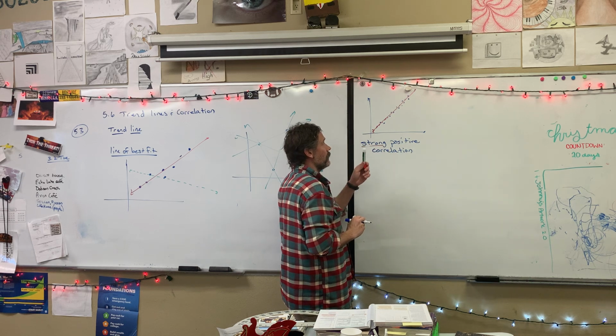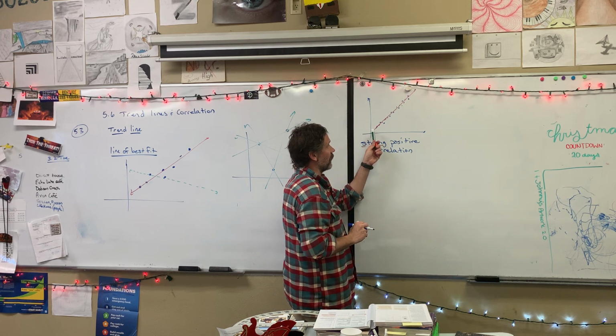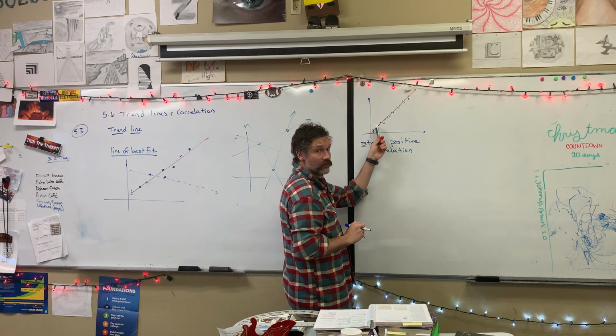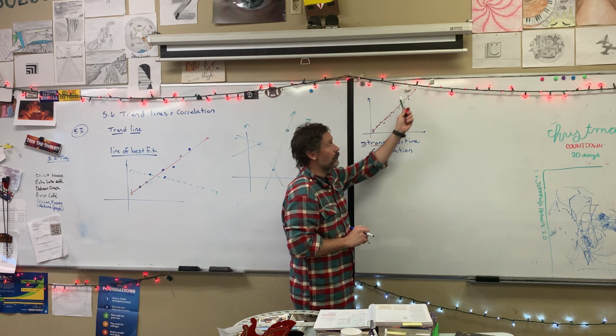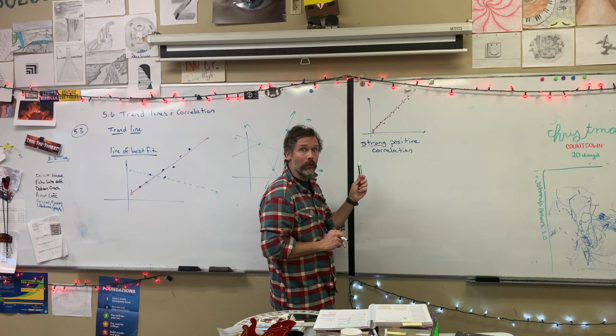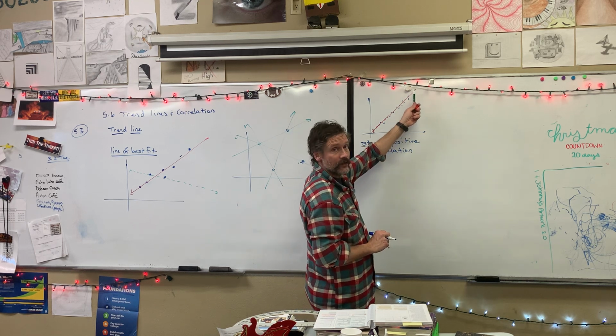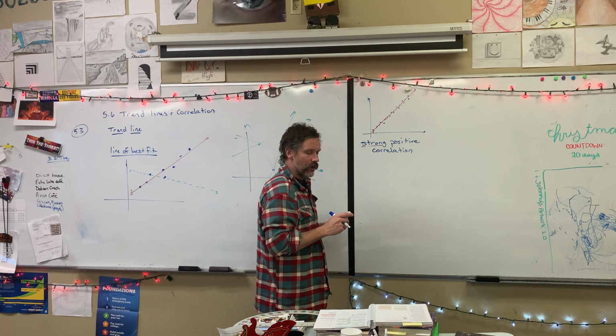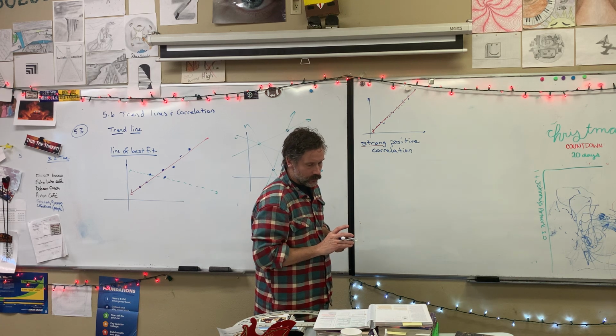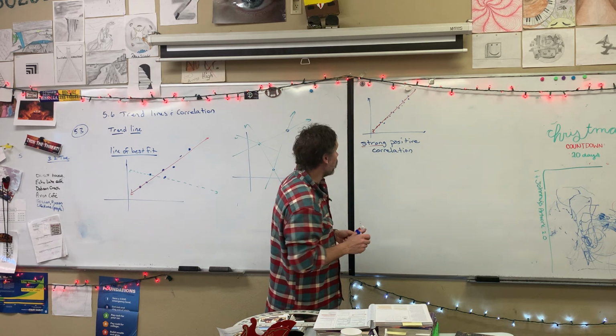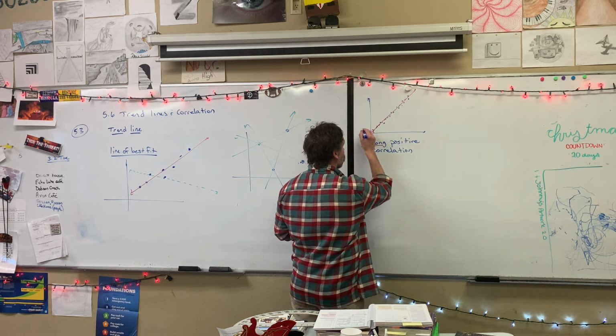The positive aspect comes from the fact that this line would be going in a positive direction for the slope. The slope would be positive, as it would be ascending into the first quadrant like that. So that would be a strong positive correlation.